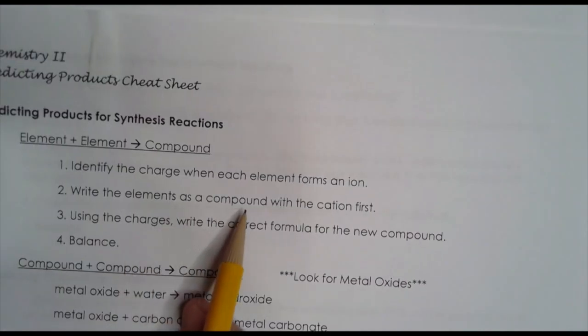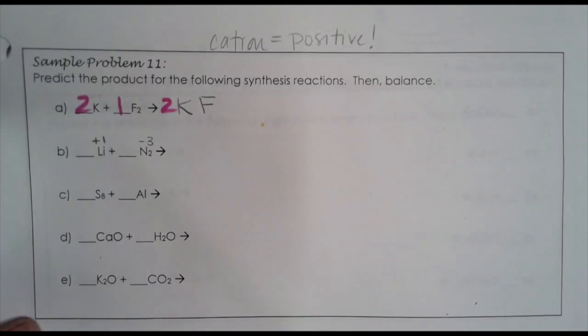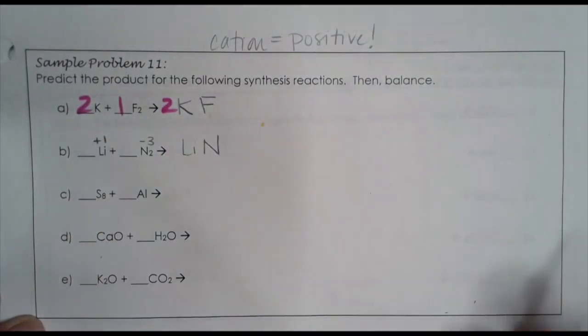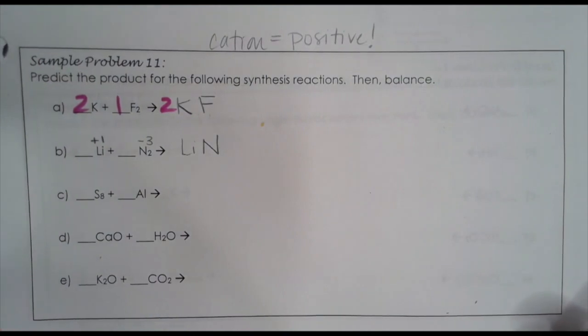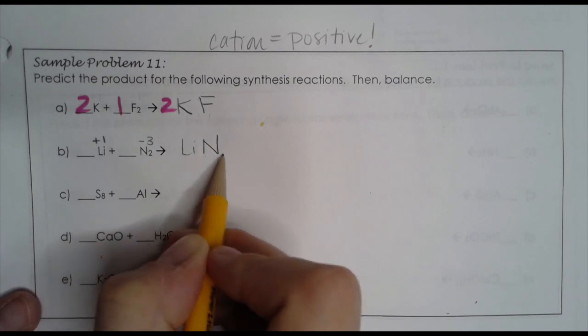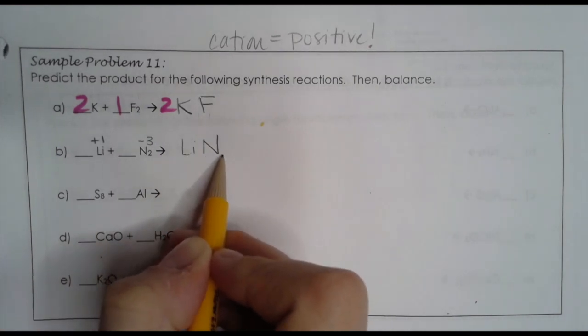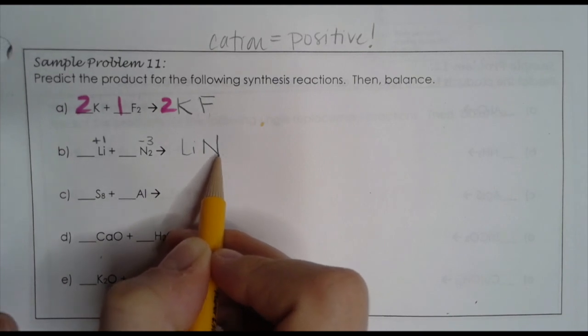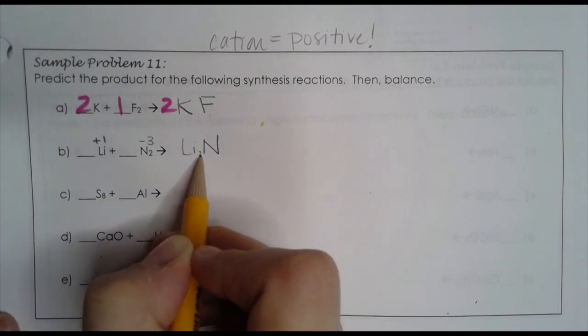So let's go ahead and combine lithium and nitrogen. Step 3 says to actually make the new compound. Lithium has a charge of +1. That 1 is going to come down here, but I'm not going to include it because it's always implied that it's there. And nitrogen has a charge of 3. So my formula is Li3N.